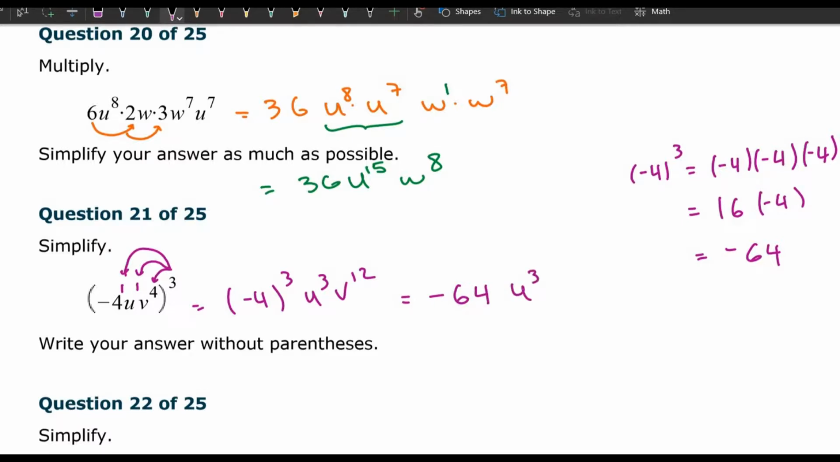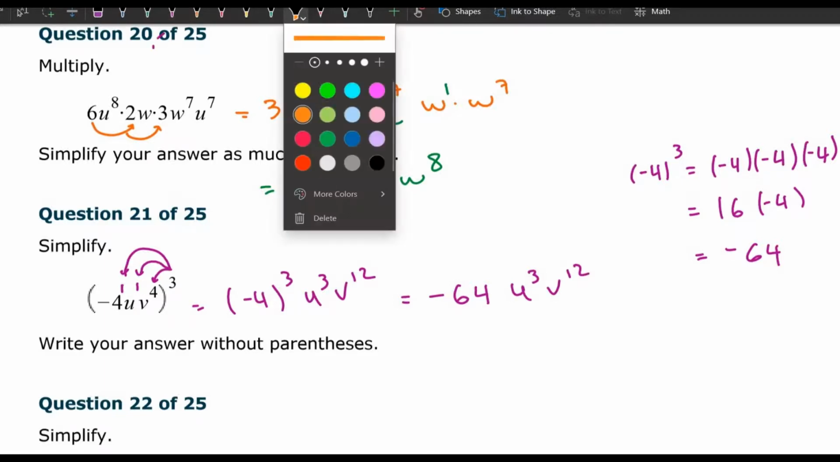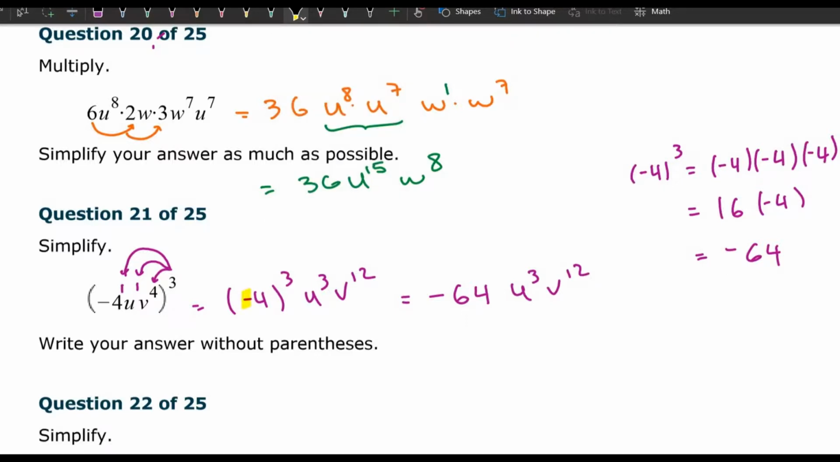U to the third, v to the 12. The thing that you may want to pay attention to is the parentheses. When you have the negative sign, put them in parentheses so that the whole group is going to repeat itself 3 times. If you don't put them in parentheses, you may forget the negative sign.